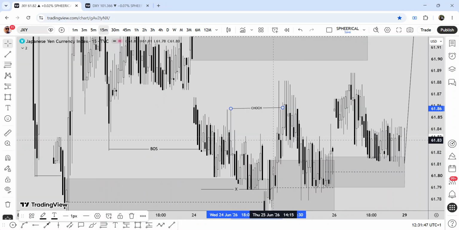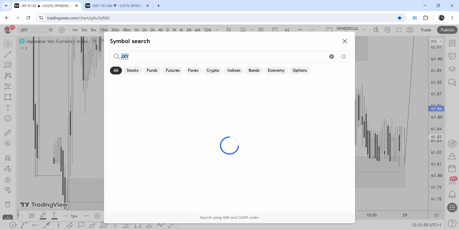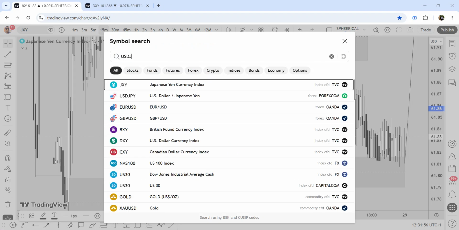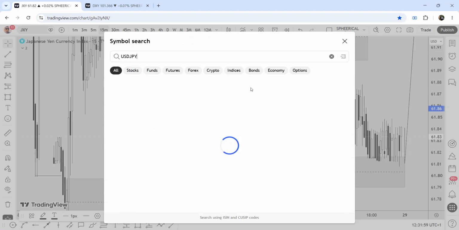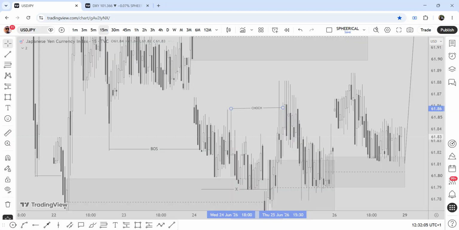So we are looking forward that if this is going to buy, and this DXY is going to sell, we are looking to see USDJPY selling. So let's go to USDJPY and establish if it is going to sell this week or not.